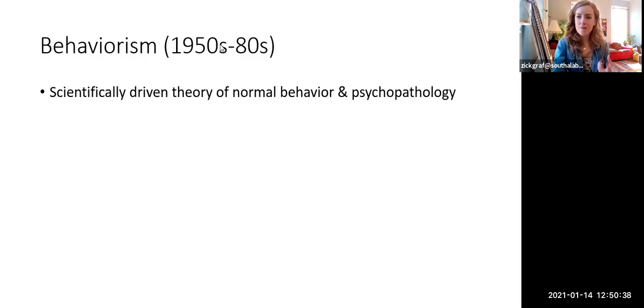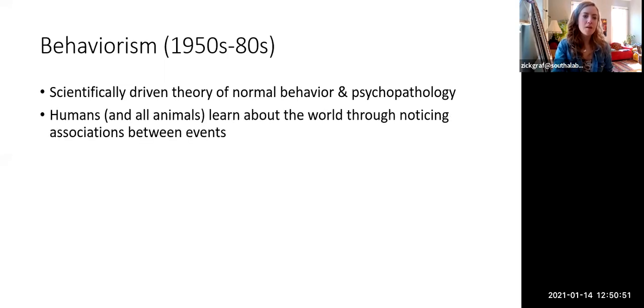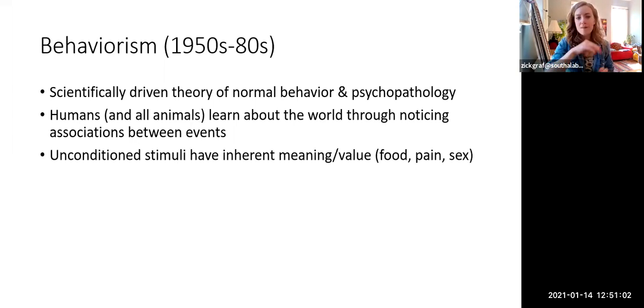Behaviorism was the first psychological theory to be driven by scientific evidence. And by that, I mean the theories of behaviorism are not just based on observation, but they're actually supported by experimental evidence. And the basic tenet of behaviorism is that humans, like all other animals, learn about their world and how to act in it through observing associations between events. So it makes a distinction between unconditioned stimuli, which are any external events in the world that have some kind of inherent meaning to us.